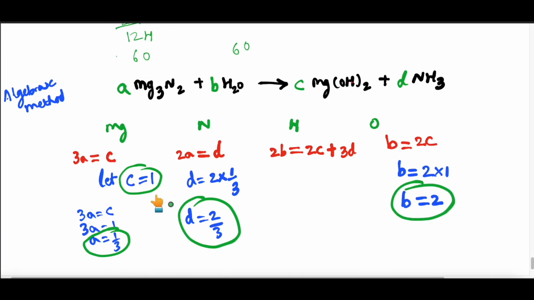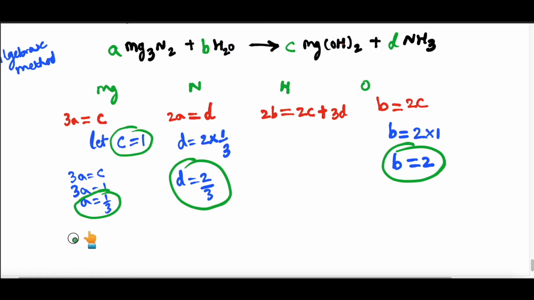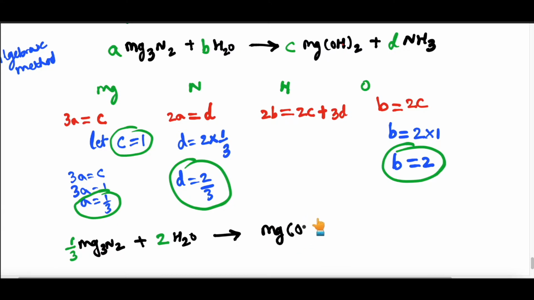Now put all these values in the main chemical equation. For A you have 1 by 3 magnesium nitride, plus for water you have 2 as a coefficient. So 2 for water gives, for C it is 1, and we know that we do not write 1 as a coefficient. So magnesium hydroxide is Mg(OH)2 and here we assume it to be 1, plus D. So this D you have 2 by 3. So for ammonia it is 2 by 3 ammonia gas, that is NH3.